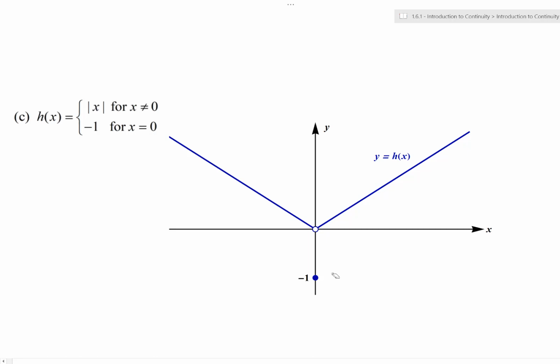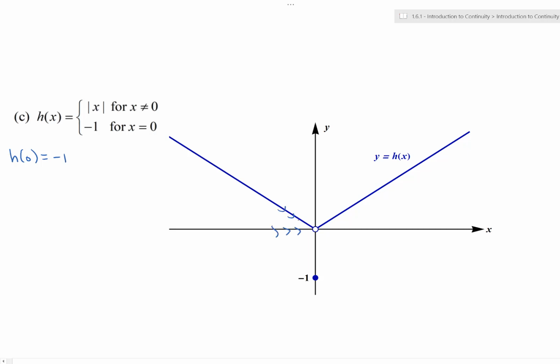Now, because this function is defined at 0 to be -1, well, h of 0 is -1 here. So here's the first one we've seen so far where the function is defined at x is 0. What about what's going on with the limit behavior at 0? Same as the previous one, right?